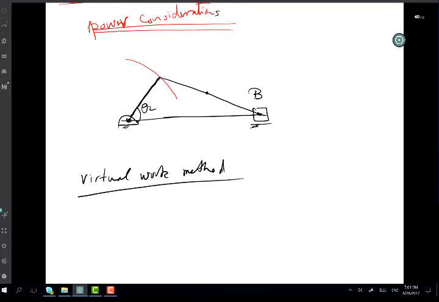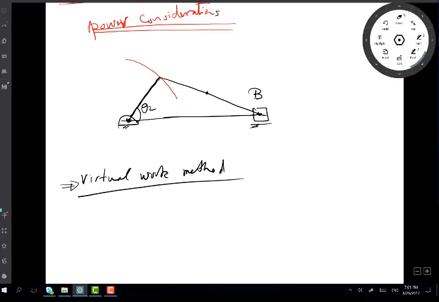The method says the sum of virtual or infinitesimal works done on a system due to the presence of external effects, which can be forces or torques associated with some virtual displacements, is equal to 0. Let me explain a little bit here because I don't think this will be clear enough.